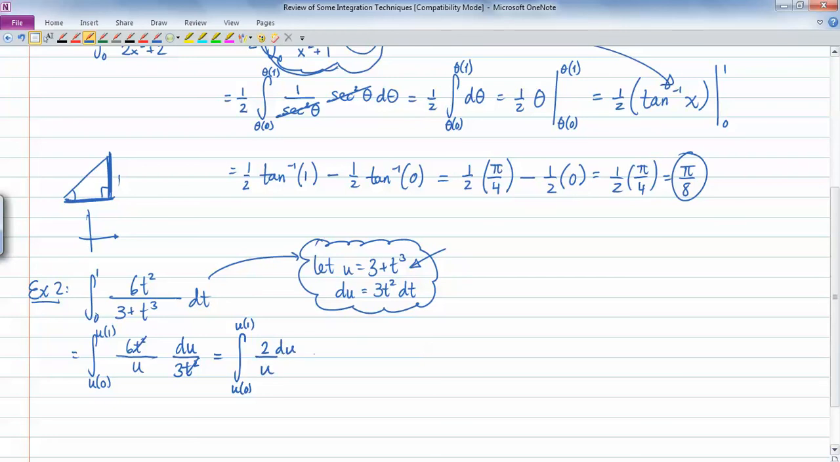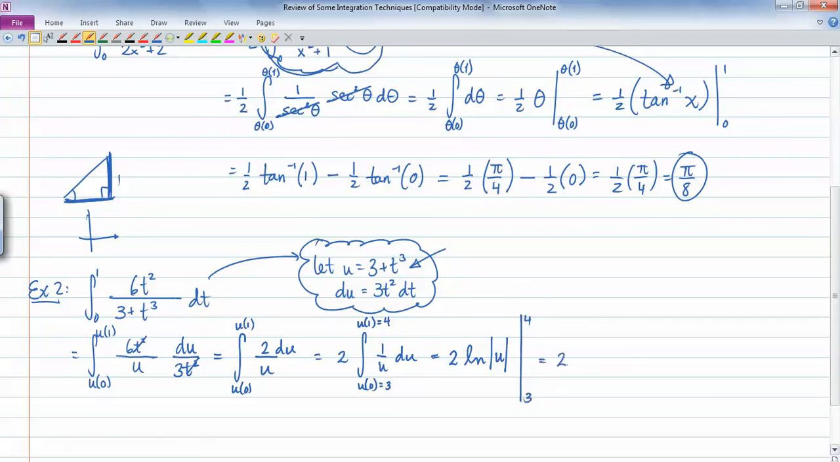So you might remember, if you want to, you can factor out the 2. And you've got 1 over u du, from u of 0 to u of 1. So that's going to be, since the derivative of ln is 1 over u, the integral of 1 over u is the ln of absolute value of u, if you recall that one. And here, we'll just keep this in terms of u. So if I plug in 0, it's 3 plus 0 cubed is 3. If I plug in 1, 3 plus 1 cubed is 4. So I'm going from 3 to 4.